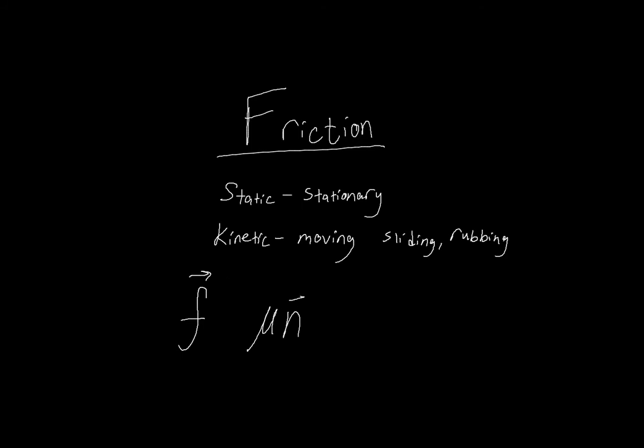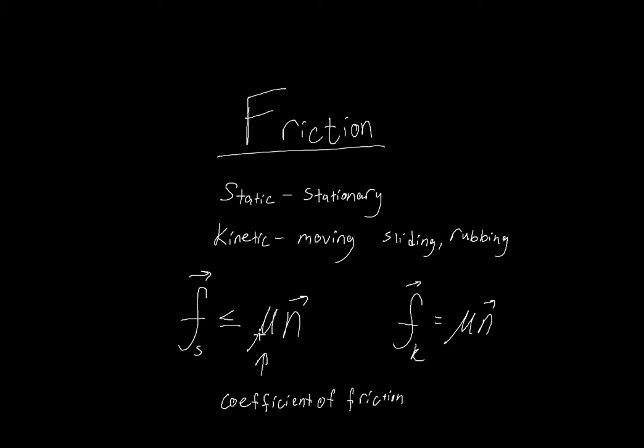Both of these are forces, so they're vector quantities. There are different equations for the different types of friction. So static friction is always less than or equal to mu N. And then kinetic friction, Fk, is always equal to mu N. So this fancy F is the friction, whether it's static or kinetic. The mu stands for coefficient of friction. And then the N is your normal force. It would help if I spelled normal force correctly.